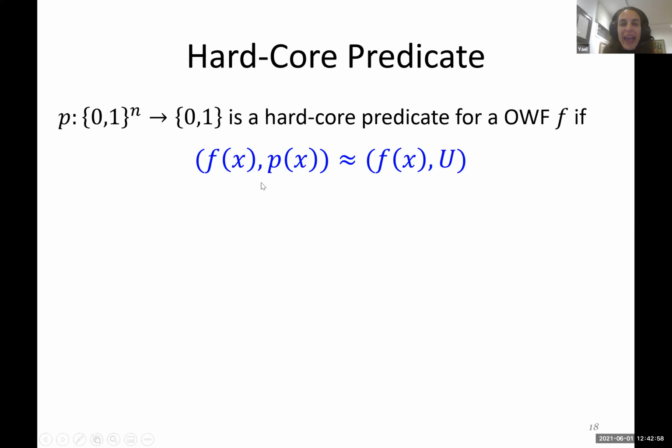In other words, suppose I had an efficient predicate p of x, like the first bit: input x, output the first bit of x. Suppose given f of x, this predicate looks random. Now, of course, it's not actually random. There cannot exist a predicate p such that this is distributed like f of x and a uniform bit, especially if f is a permutation. If f is a permutation, x is determined here, and therefore p of x is not random at all. It's deterministic. Think of p as the first bit of x. So of course it's not random. But suppose we had a predicate that looked random.